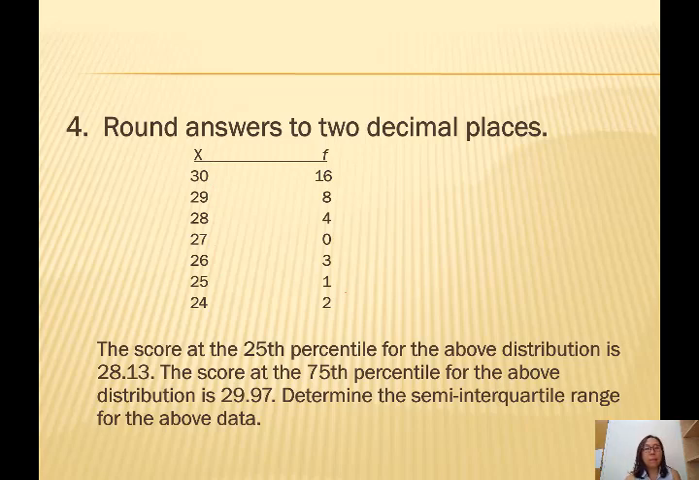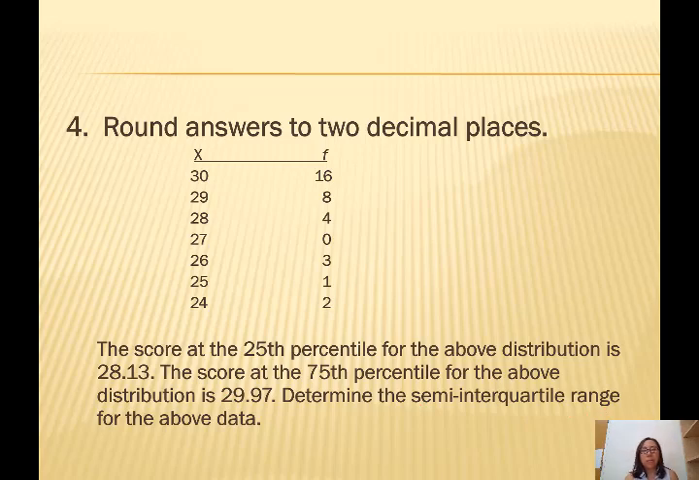In question 4, here is a frequency table, and you thought you would never see one again, right? Here are the numbers in the X column, and then here are the frequencies. You definitely see that the data is skewed. There are high numbers at the top, and it would not give you a nice normal distribution there. So this is skewed data. And it says at the bottom, the score at the 25th percentile for the above distribution is 28.13. The score at the 75th percentile for the above distribution is 29.97.